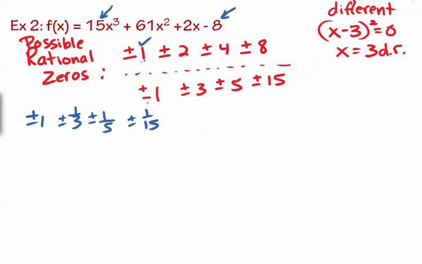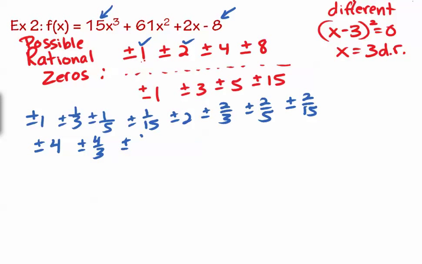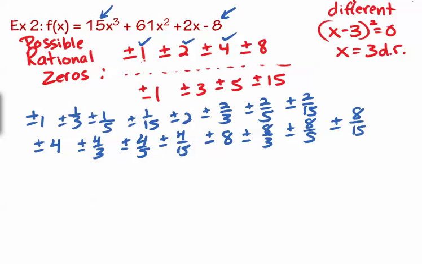And we start with the 2. 2 over 1, 2 over 3, 2 over 5, 2 over 15. And then we go to 4. 4 over 1, 4 over 3, 4 over 5, 4 over 15. And then we still have to do plus or minus 8 over 1, 8 over 3, 8 over 5, and 8 over 15. So I don't even want to count how many choices there are.